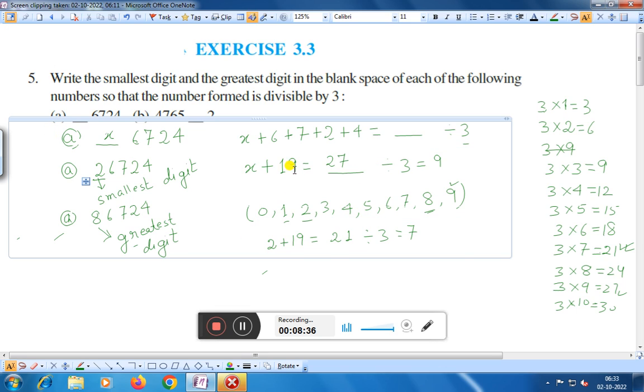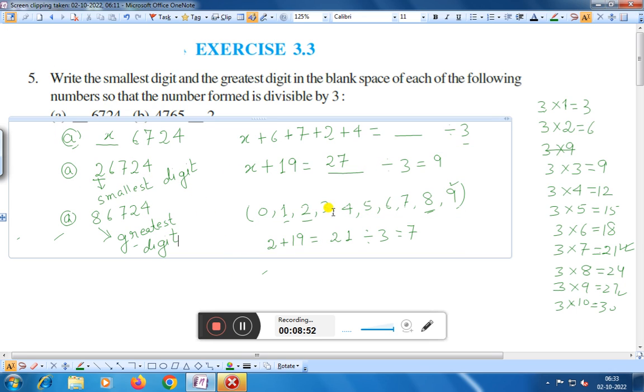Next one is 1. If we put 1, that is 19 plus 1, 20. 20 is also not divisible by 3. Next number is 2, right? If we put 2, 19 plus 2 is 21, and 21 is divisible by 3. Therefore, the smallest digit is 2, giving 26724.